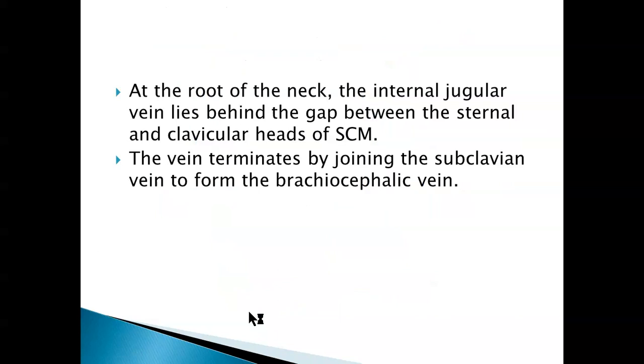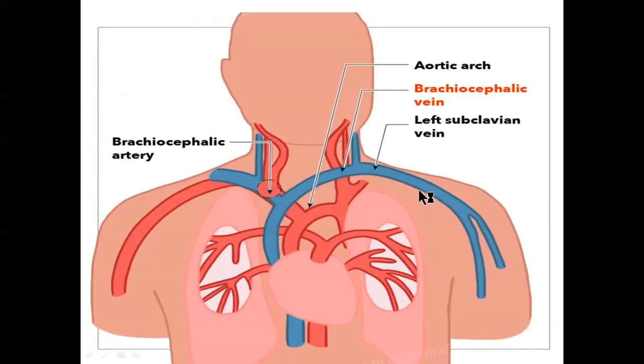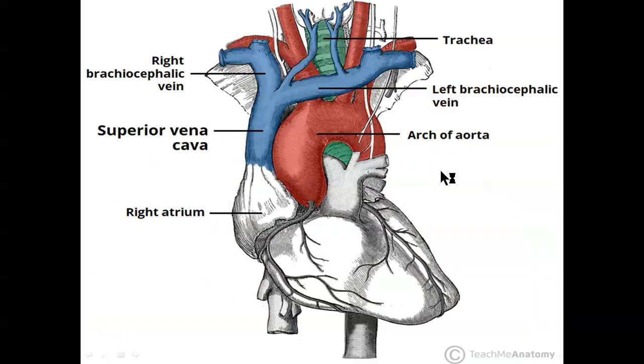Then here it terminates by joining the subclavian vein to form the brachiocephalic vein on the right side. Here is a simple diagram, class 1 anatomy. Then here we have the right brachiocephalic vein, internal jugular vein, and subclavian vein combining and forming the right brachiocephalic vein.